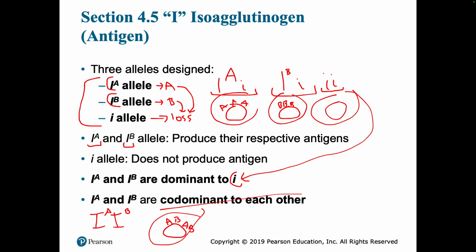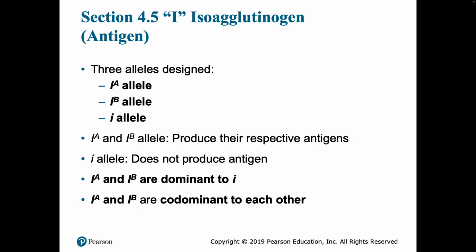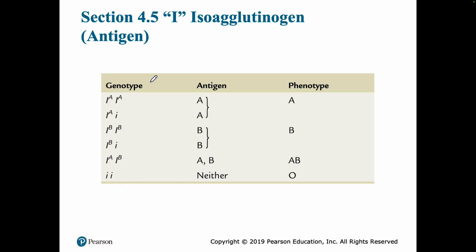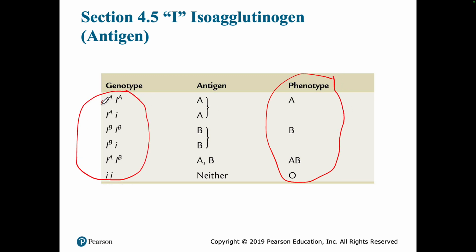So we have complex genetic relationships. We have a classic dominant recessive if we compare A and O or B and O, but then we have codominance when we compare A and B to one another. Now, again, you have the four possible phenotypes. You have 6 possible genotypes. So you can be homozygous for A, heterozygous for A and O, homozygous for B, heterozygous for B and O, heterozygous for A and B, or homozygous for O.